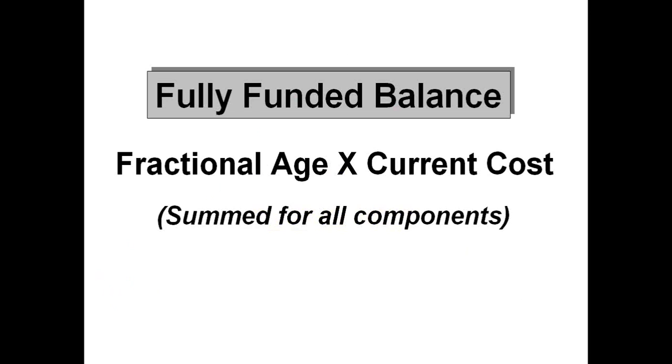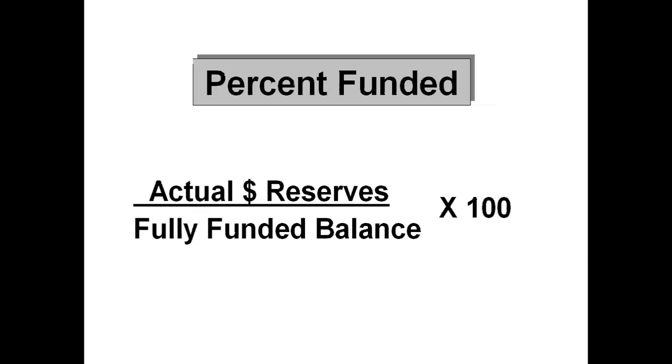We calculate the deterioration of the current assets, and that's called the fully funded balance. How much should there be set aside for each component? Very simply, it's a fractional age times the current estimated replacement cost. And then we take that fully funded balance, compare it to the actual reserve fund, multiply by 100 to get a number reported in terms of percentage, and that is the association's percent funded.